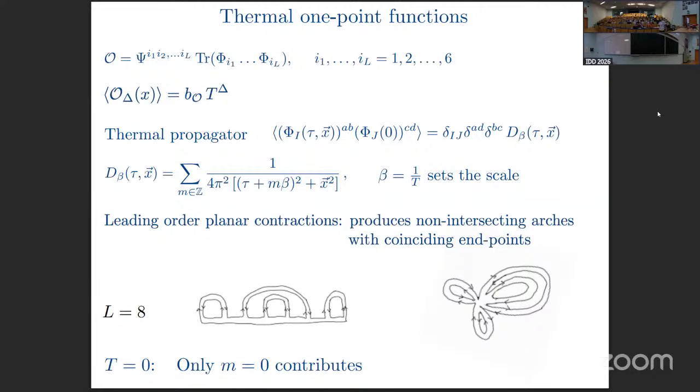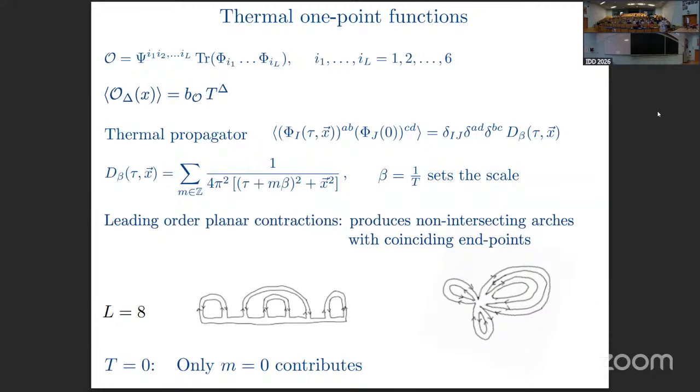Okay, and then what you need to do is simply to take your good conformal operator and contract fields using this rule here, but you want to do it at the planar level, otherwise you cannot relate things to the spin chain language. Okay, so here's an example. You have an operator of length 8, and you want to contract the fields using this propagator and ensure that the contractions are planar. So this is a possibility.